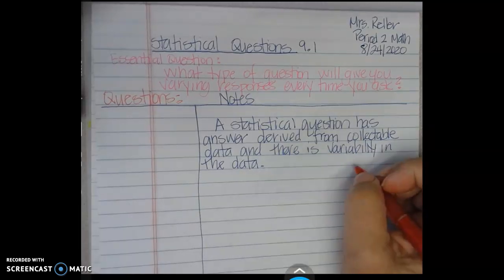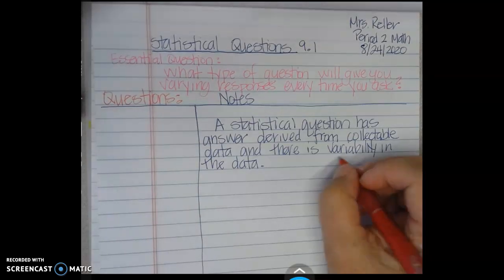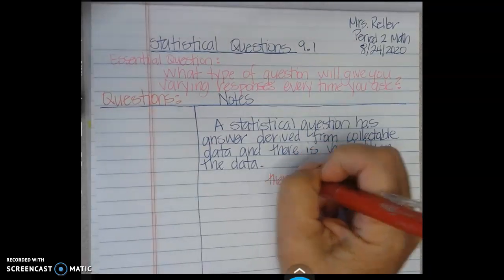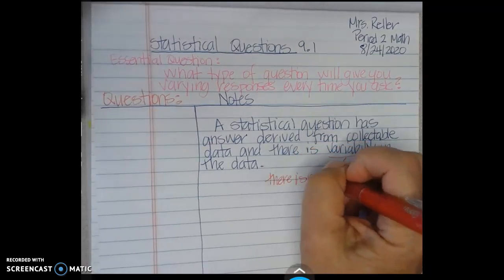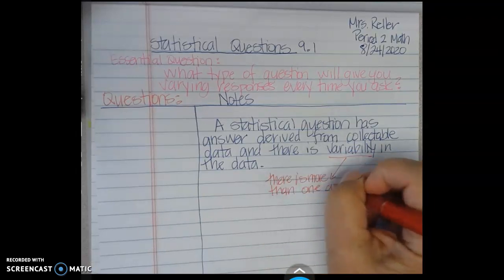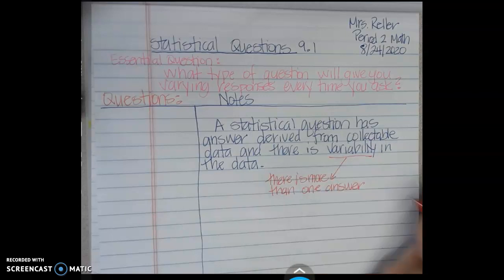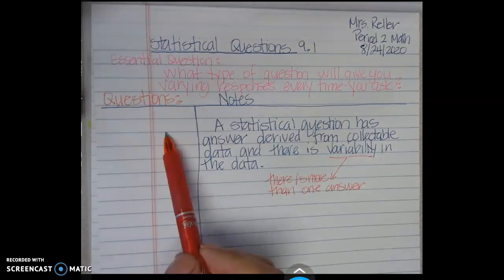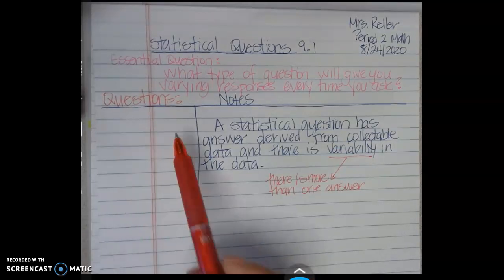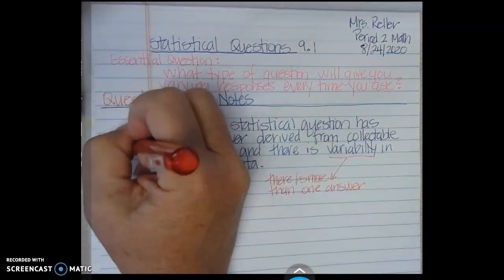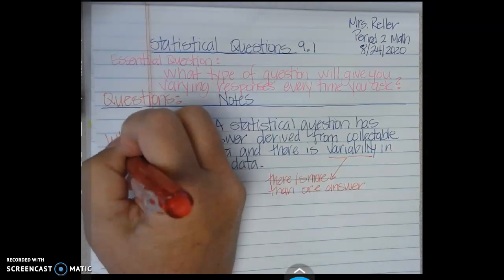Variability means that the answers change, that you can have different answers. So I'm going to make sure I write that. There is more than one answer. If I was taking my notes and revising my notes later on, I may ask the question, what is a statistical question? And I would write that here.